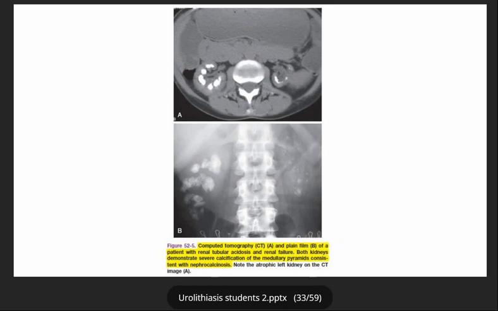Also, this is another CT scan and an X-ray at the bottom. You can see here a collection of multiple stones, and this patient has severe calcification of the kidney. This condition we call nephrocalcinosis, because the kidney is mostly calcified because of the stones.